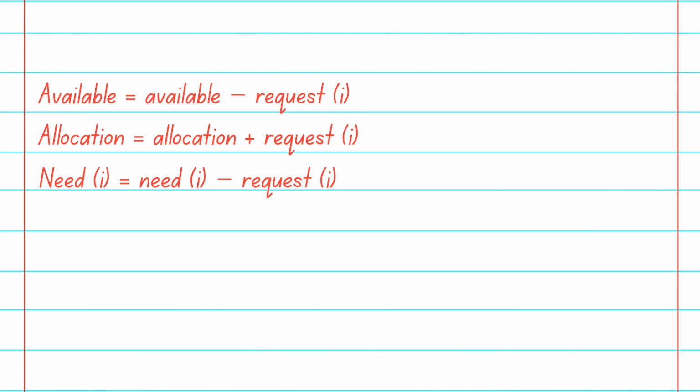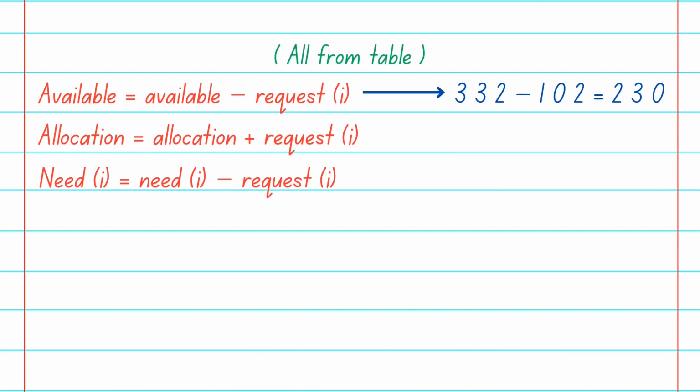What is step number 3? We now have to apply the third condition. That is, available is equal to available minus request of i. Then allocation is equal to allocation plus request of i. And need of i is equal to need of i minus request of i, right?